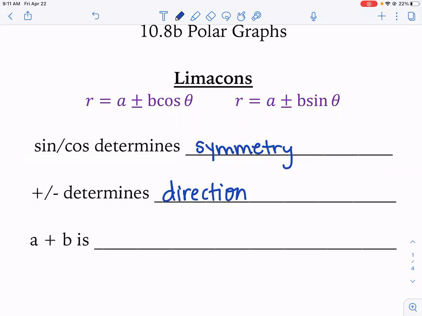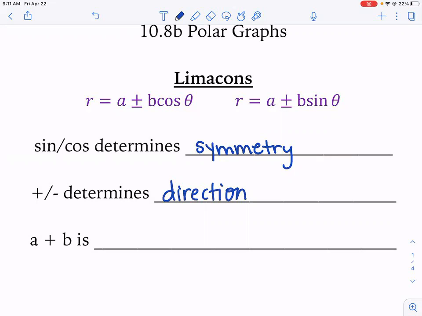Okay, so if we have the A plus or minus B cosine theta, we know that's going to have horizontal symmetry. Okay, but more specifically, that plus is going to tell us it's a majority on the right, or the minus a majority of it on the left. Okay, now it's not going to be all to one side of the pole. It's going to overlap a little bit with all 4 quadrants, but a majority of it is going to be on one side or the other.